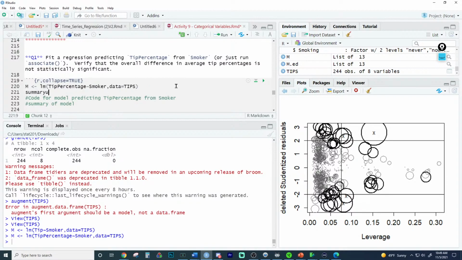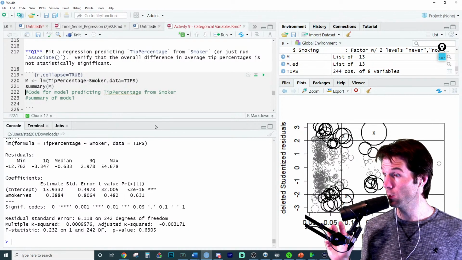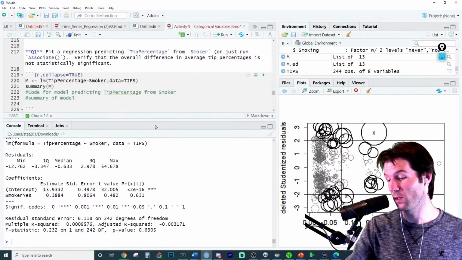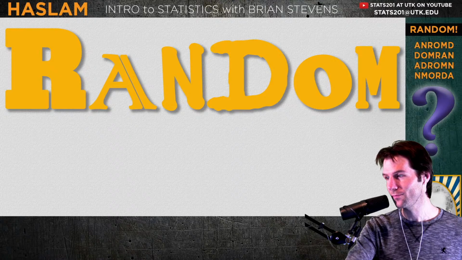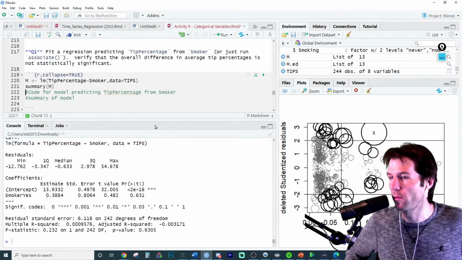And let's take a look at the summary. And let's see who tips more. The answer for who tips more is smokers. Smokers are tipping more, but this difference that we're seeing could be due to chance. Look at the p-value right there. So there is a difference in the tip percentage of about 0.4%.